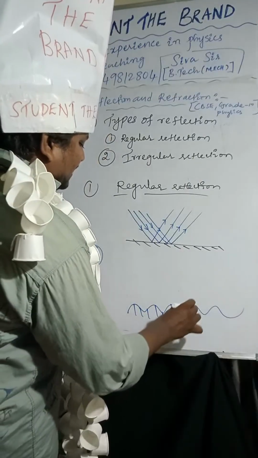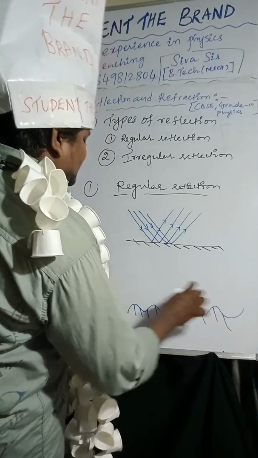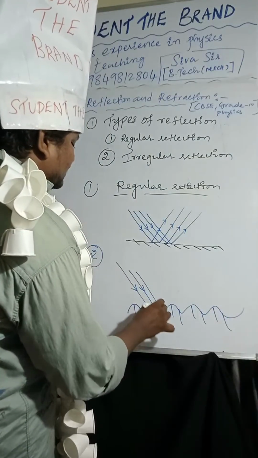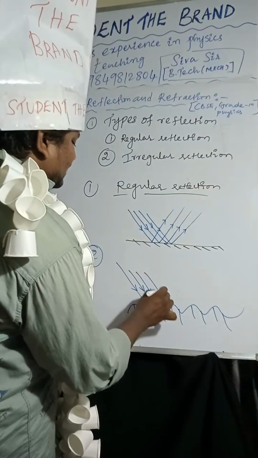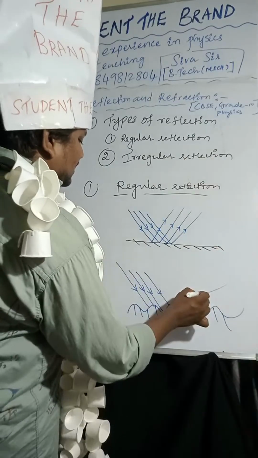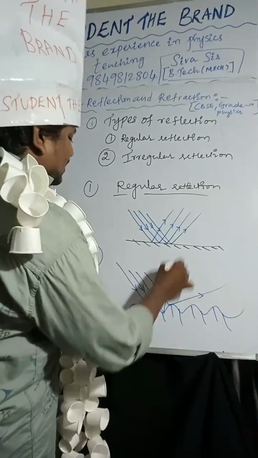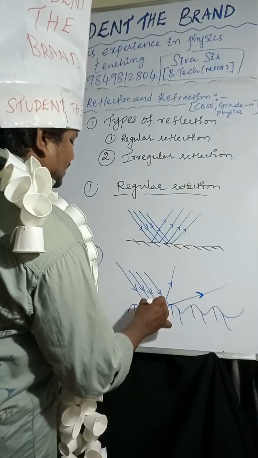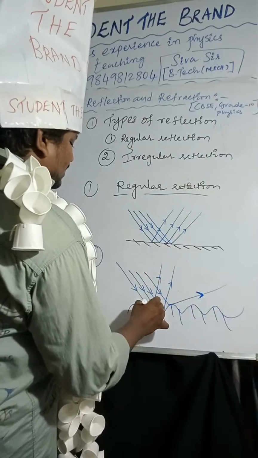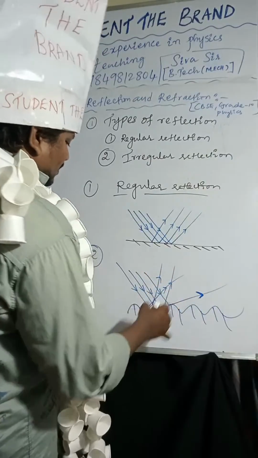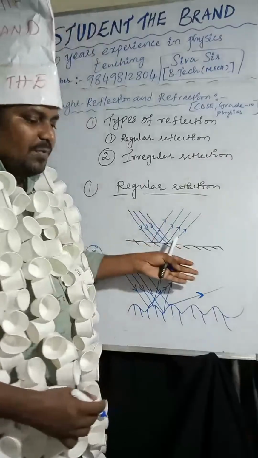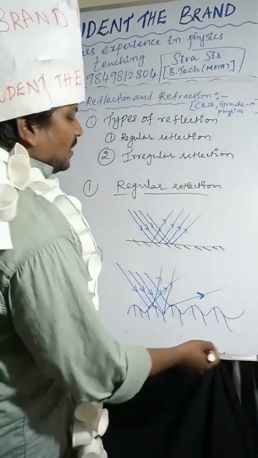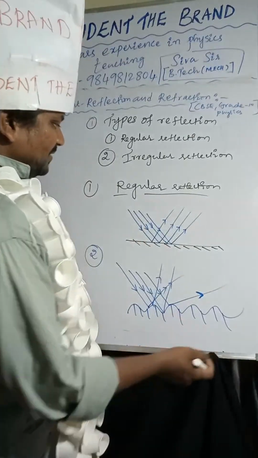Irregular reflection takes place on a rough surface: incident rays, and reflected rays going in different directions. Okay, so this is about irregular reflection, right? Irregular reflection takes place on a rough surface.